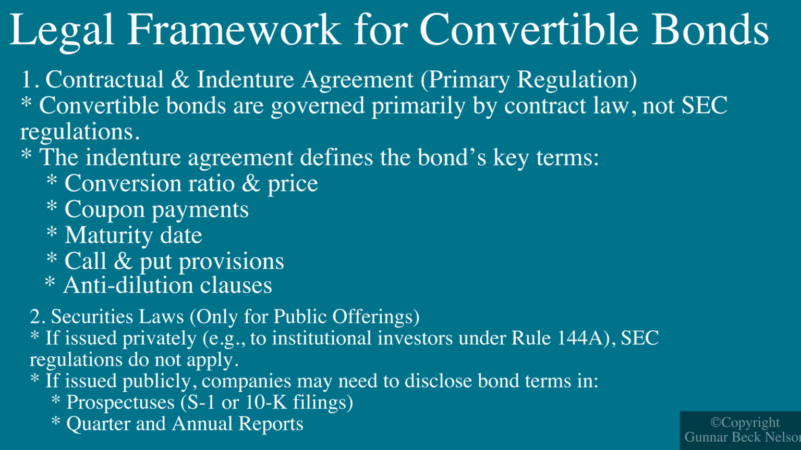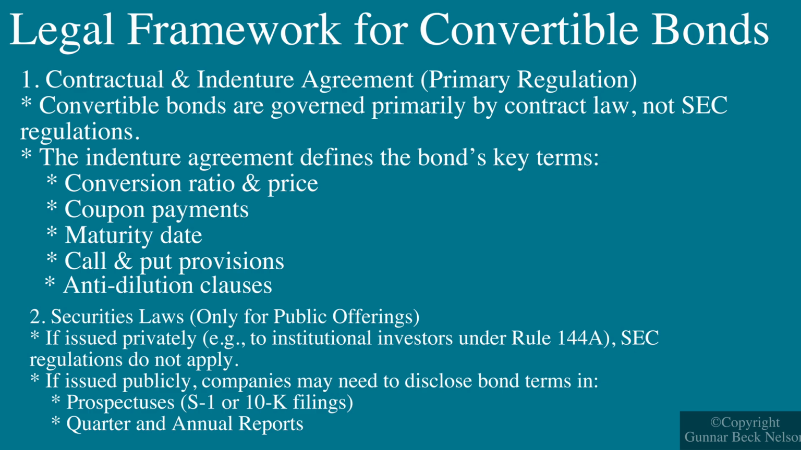Meanwhile, if a company were to issue convertible bonds and notes in a public setting, they would have to abide by SEC regulations, where if issued publicly, companies may need to disclose bond terms in their S-1 or 10-K filings for public companies, or quarterly and annual reports if during a traded agreement. And if the bonds are issued privately to institutional investors under Rule 144A, the SEC regulations do not apply.